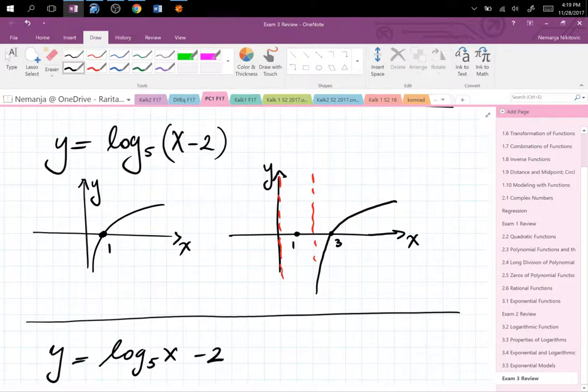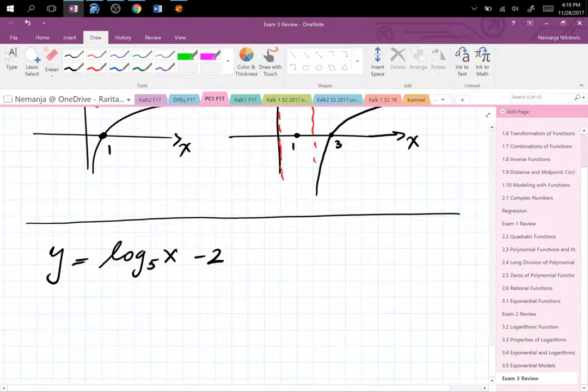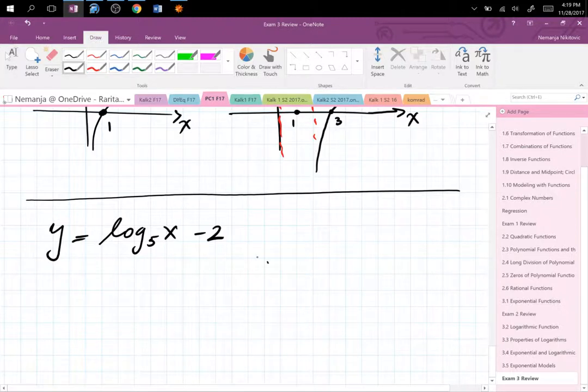Let's take a look at the question, log base 5 of x minus 2. What now? Yes? Beautiful. So these parentheses, right, are not for decoration. If you have parentheses, shift to the right. No parentheses, shift down.